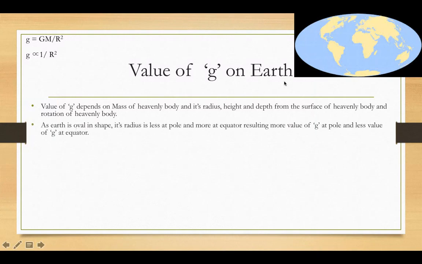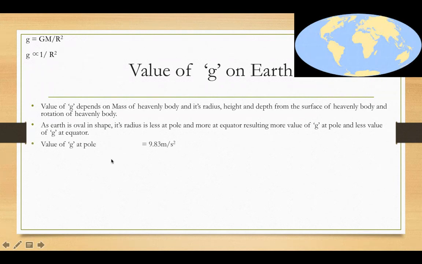And our Earth is oval in shape, and because of that the radius is different in different places of the Earth. So you can see this is the polar region. In the polar region the radius is less, whereas at the equator it is bulging out, so the equator radius is more. And this relation is inverse, meaning opposite. So if the radius is more, then g will be less, and if the radius is less, g will be more. So at the pole the radius is less, so g will be more, whereas at the equator the radius is more, so g will be less.